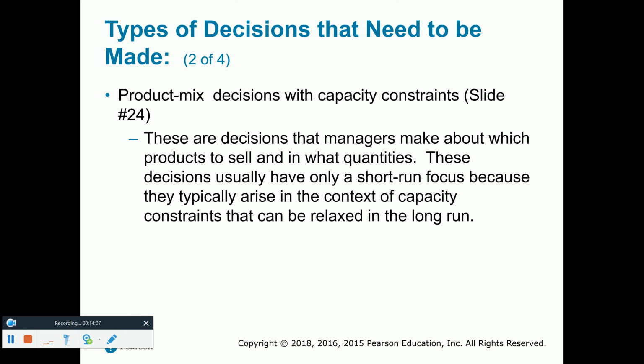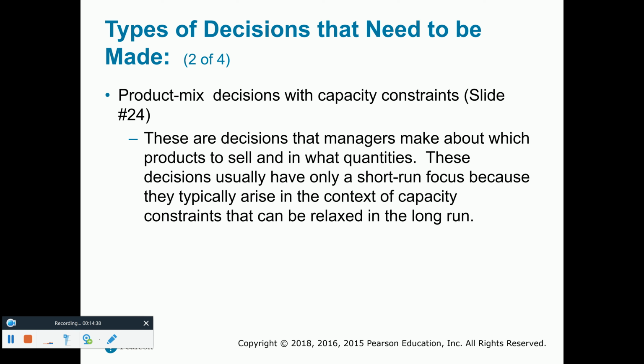Product mix decisions with capacity constraints. Example: I have an assembly line with certain machines to manufacture products, and say I manufacture 3 different products, product A, product B, and product C. But I only have so much time on the machine, meaning I can't make all that I want to of product A, product B, and product C. Somebody has to be held back because of the constraint.